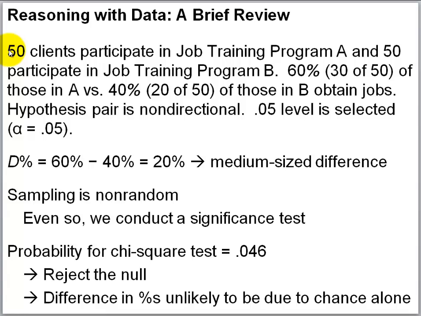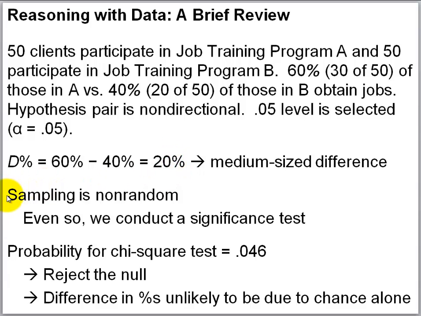Our hypothesis pair is non-directional. We select the 0.05 level, that is to say alpha equals 0.05. First thing I like to do in data analysis is get a feel for size of association. The difference in percentages is a great straightforward, if informal measure for so doing. So we have a difference here of 20 percentage points, and that would be categorized as a medium-sized difference.